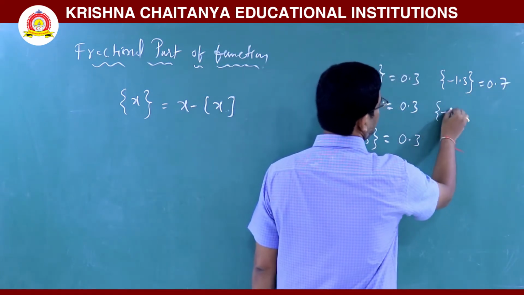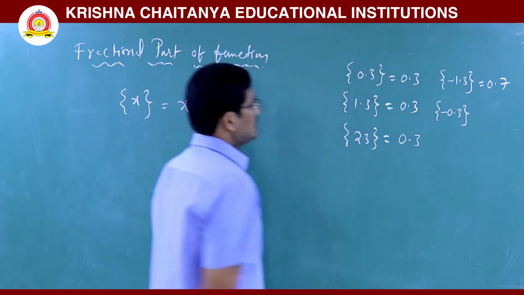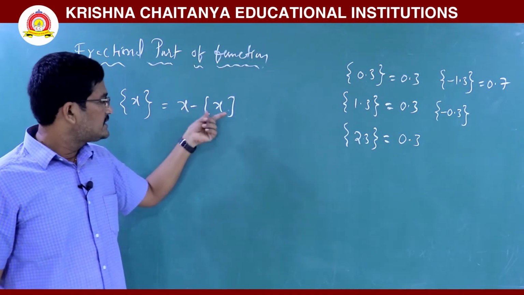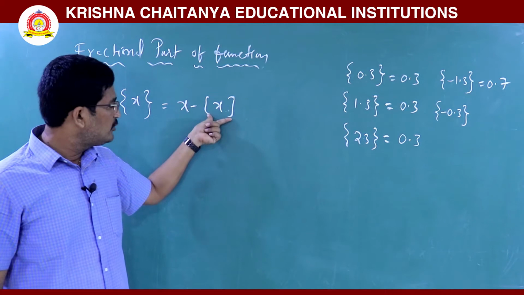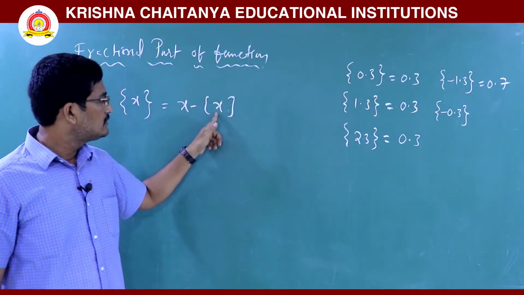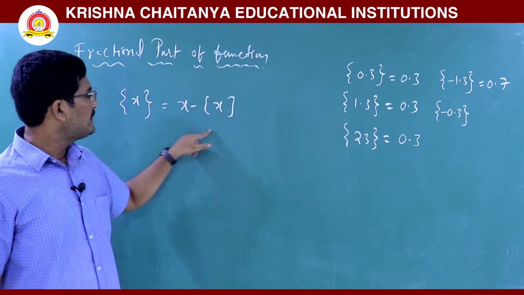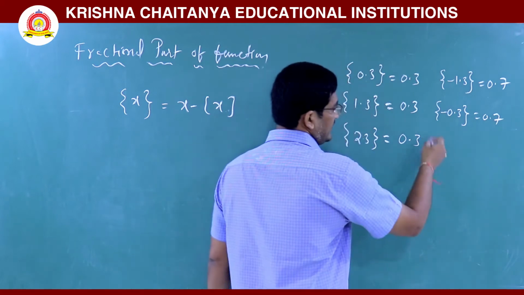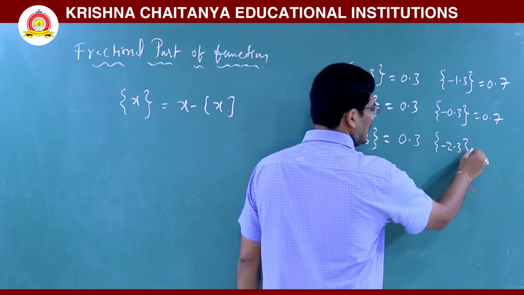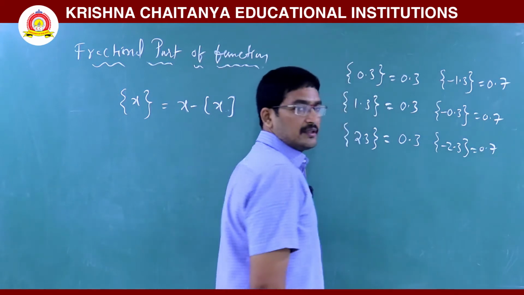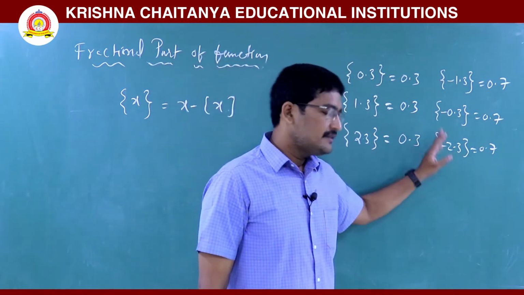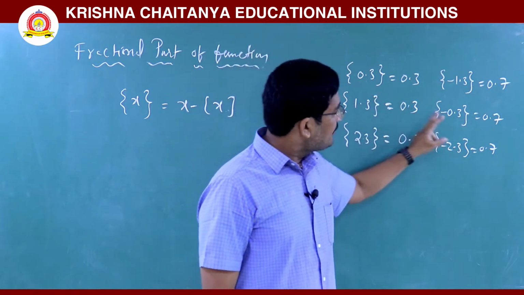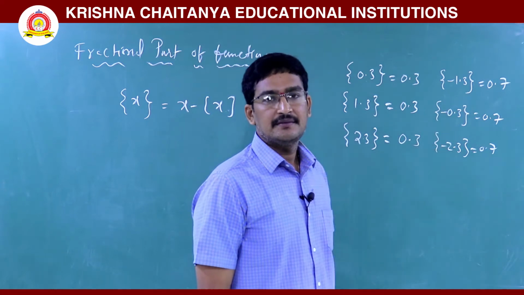Fractional part of minus 0.3: minus 0.3 minus step of minus 0.3. Step of minus 0.3 is minus 1. Minus of minus 1 is plus 1. 1 minus 0.3 is 0.7. Just check. In this way, the fractional part of minus 2.3 is also 0.7. Fractional part of minus 5.3 is 0.7. Fractional part of minus 7.3 is 0.7.